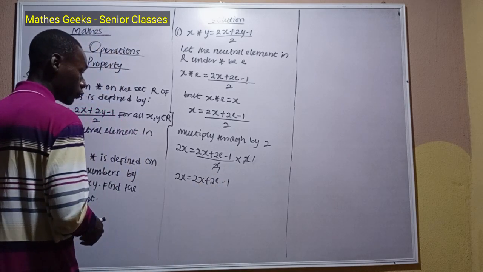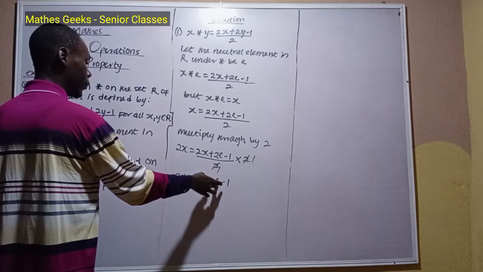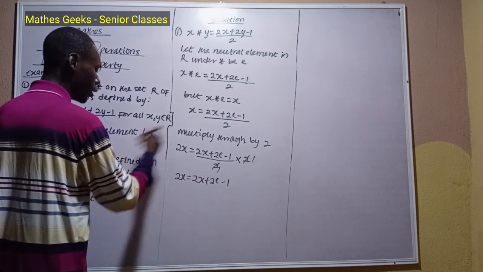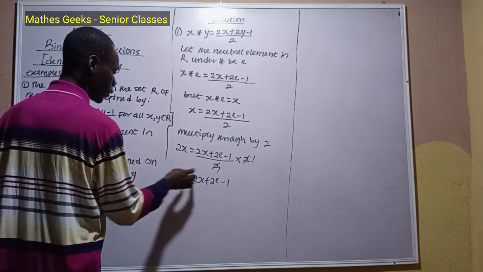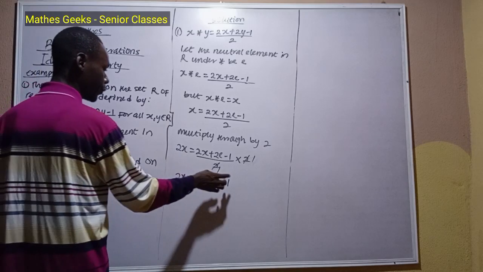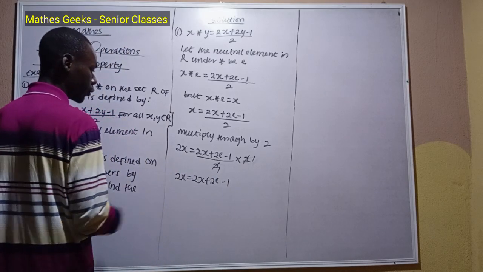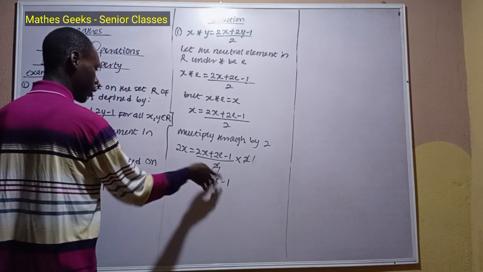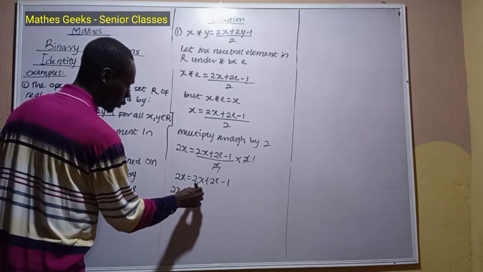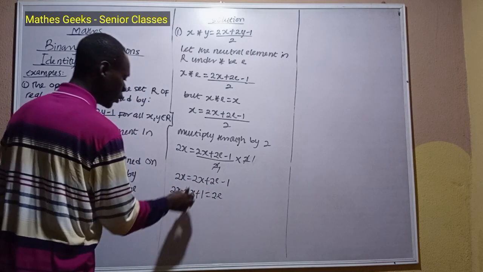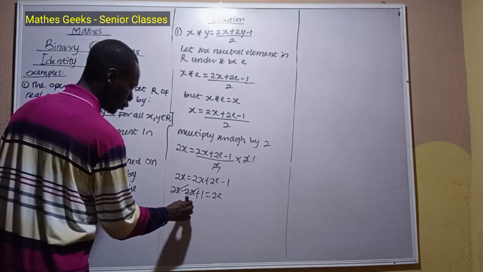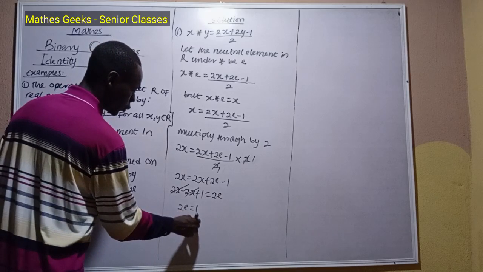So since we try to look for the identity element, which is represented by the letter E, we're going to make E the subject of the formula. So every other thing from here will be eliminated. So 2x will come to this side of the equation, we'll cross this sign and turn negative because it's positive here. Minus 1 will cross the sign, and then when it gets here, it becomes positive. Any sign that crosses will change to the opposite sign. So 2x minus 2x plus 1 is equal to 2e. 2x minus 2x is 0. So 2e is equal to 1, and e is equal to 1 over 2.